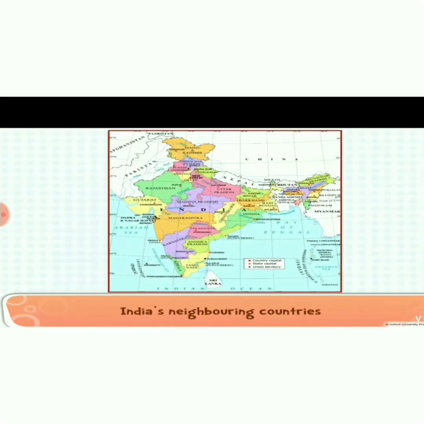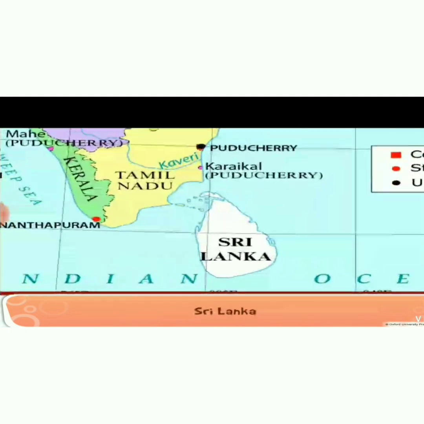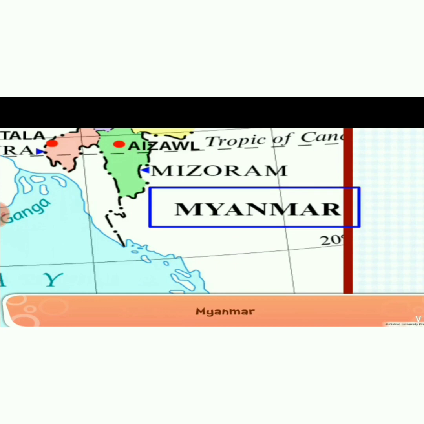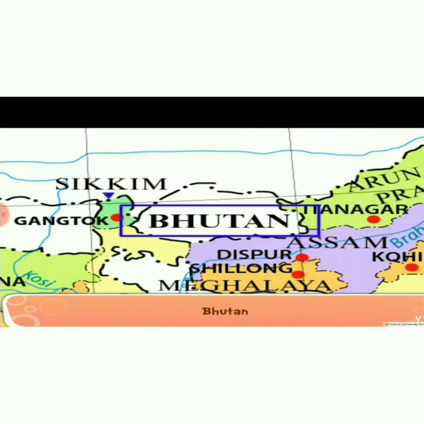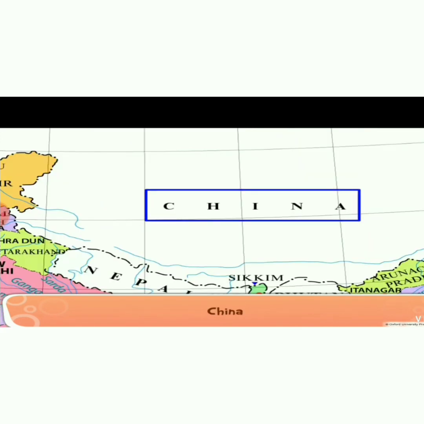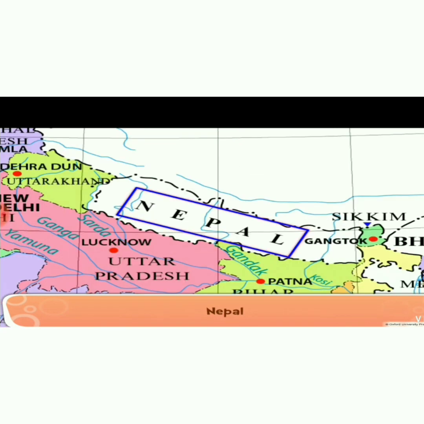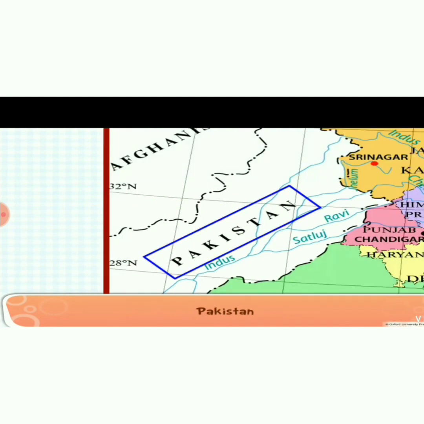India has 8 neighbours. They are Sri Lanka, Myanmar, Bangladesh, Bhutan, China, Nepal, Afghanistan, Pakistan.